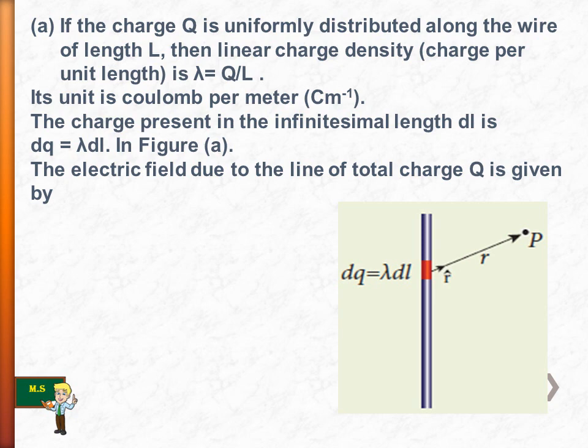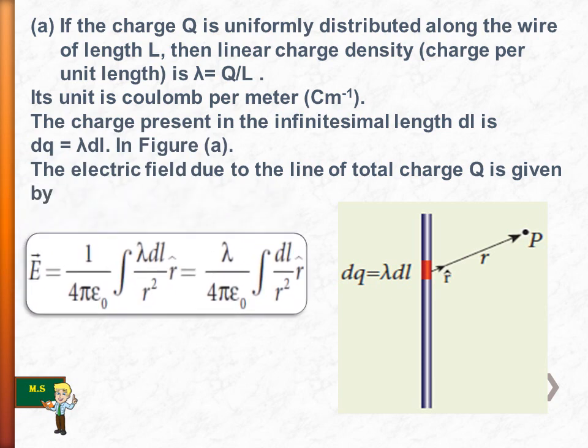dq is equal to lambda dl. Now in the figure, the electric field due to the line of total charge q is given by E vector is equal to 1 by 4 pi epsilon 0 integral, and instead of dq we substitute lambda dl. So we get 1 by 4 pi epsilon 0 integral lambda dl divided by r square into r cap. We can take the lambda out, so lambda divided by 4 pi epsilon 0 into integral of dl divided by r square into r cap.